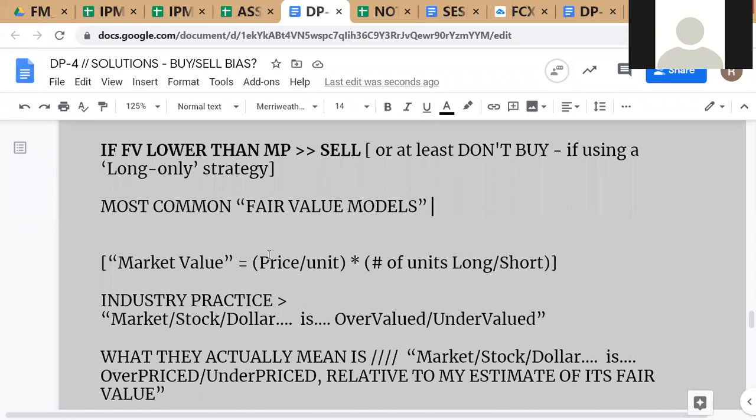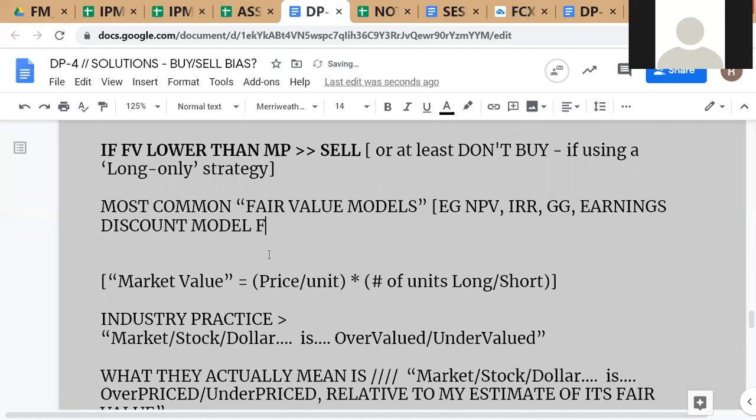rather than fair value, because this fair value model has a particular theoretical meaning and a particular understanding in the industry. Okay, so most common fair value models. What are fair value models? Okay, NPV, IRR, these are also all basically fair value type models. Then Gordon growth model, I'm just writing GGM. You guys should know Gordon growth model, or any earnings discount model for valuing stocks, etc. These are all fair value models.